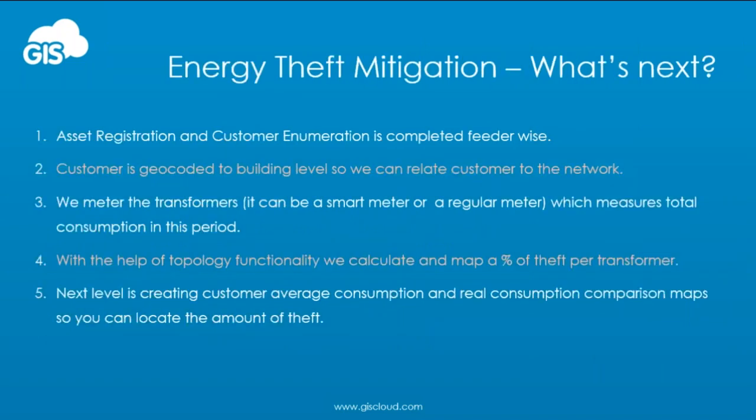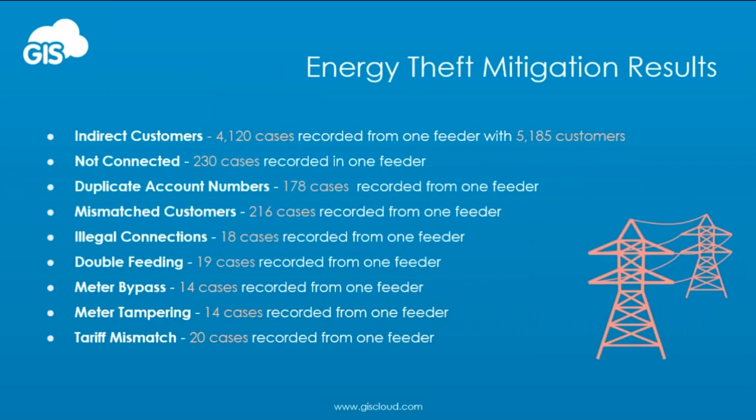Let me also mention that when it comes to energy theft mitigation, I can categorize the processes into two stages. One is important, which is the asset registration and customer enumeration, which in our case, we are leveraging GIS Cloud to implement. So we have also a second stage that is important as well, which is the next step after the mitigation using asset registration and customer enumeration. In that case, it requires that we must have completed the asset registration and customer enumeration, preferably using GIS Cloud, and removing or exploiting all the low-hanging fruits, which is what I initially called the mitigation result.